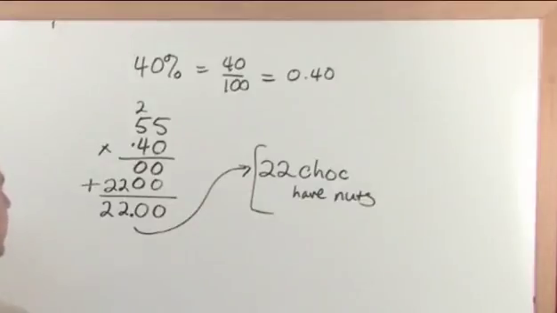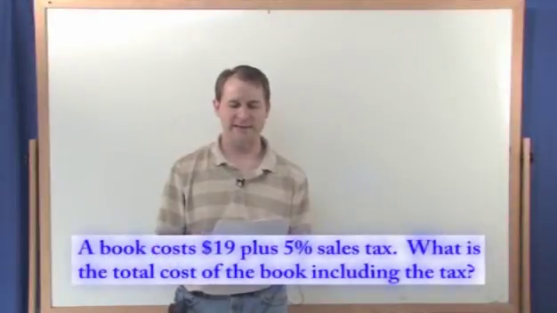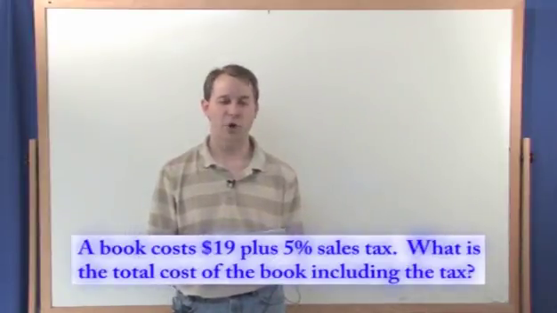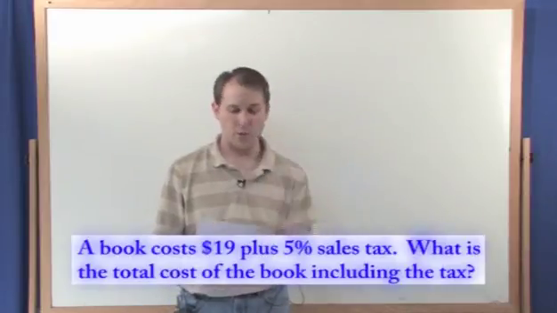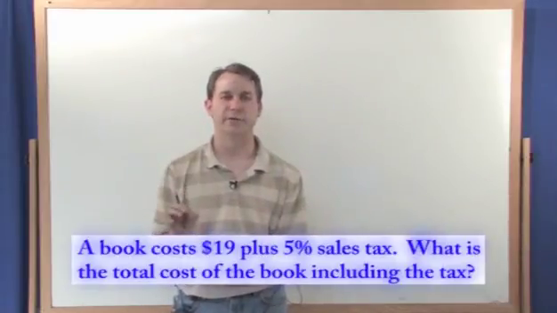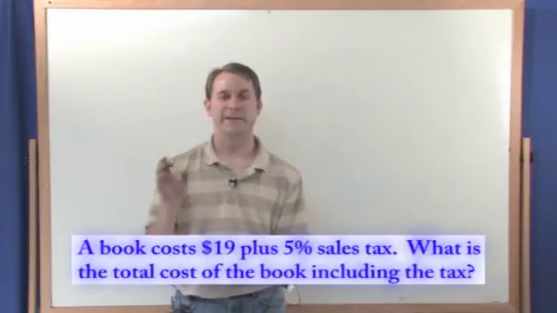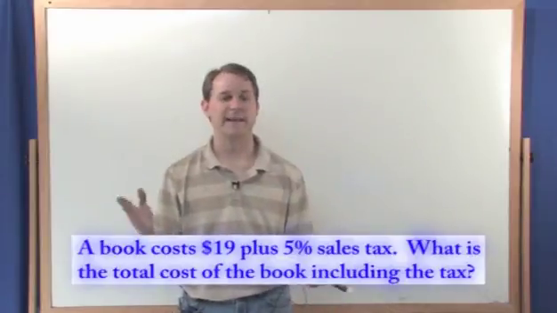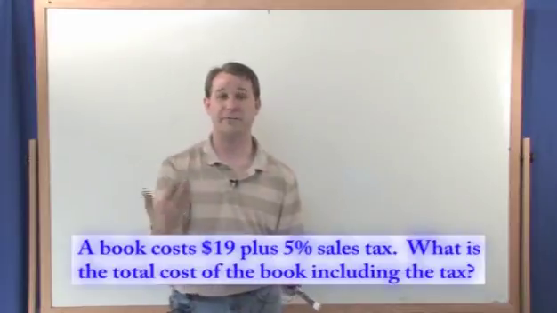Okay, the next problem says a book costs $19 plus 5% sales tax. What is the total cost of the book, including the tax? Okay, so what we know is the book costs $19, and 5% of that price is the tax. So what we need to do is calculate the tax, and then add it to the price of the book, and that will give us the total amount we actually have to pay.